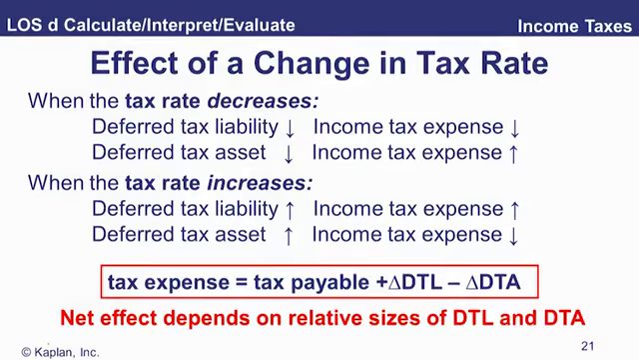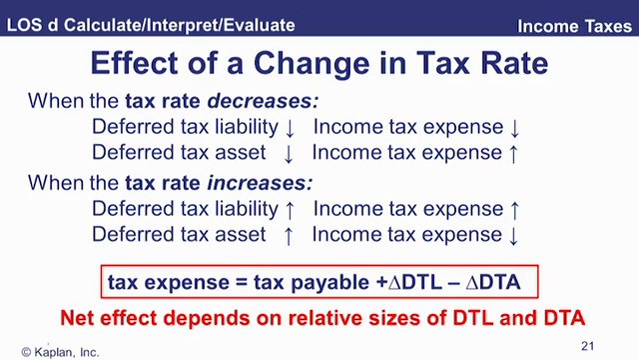So again, the key rule to remember here is increase the deferred tax liability, you increase the tax expense. Increase the deferred tax asset, you decrease the tax expense. And remember, our tax expense is made up of our three components: the tax payable plus any change in deferred tax liability minus any change in deferred tax asset.